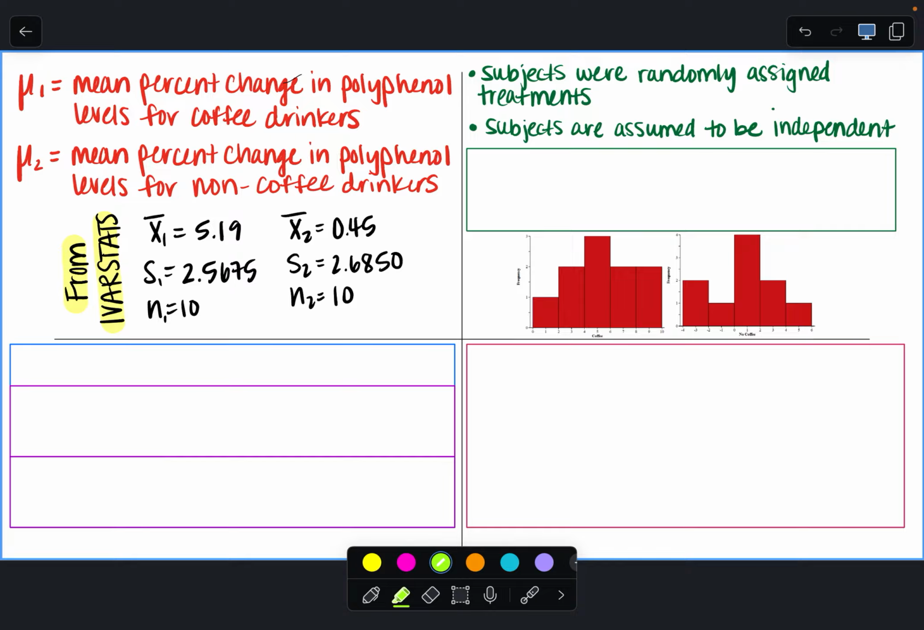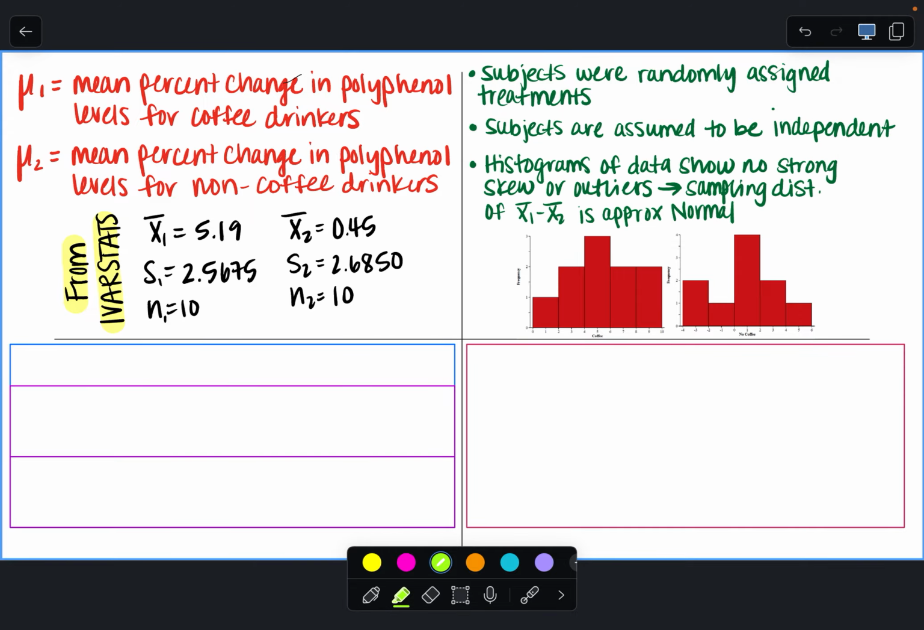Now here is where we look at the graphs and we decide, is it normal? Is there skew? Are there outliers? And I will say, we take this with a grain of salt. If it looks to be normal and it looks okay, we say, you know what, it's fine. This is going to be important when you are doing conditions for a graph that is provided to you. You cannot just jump to the conclusion that there is a sampling distribution that is approximately normal.